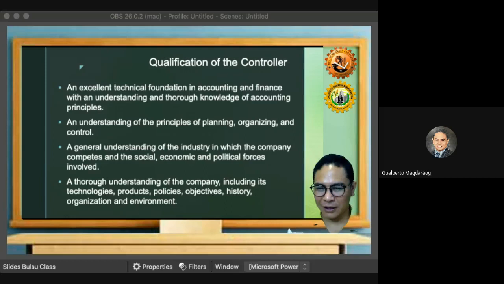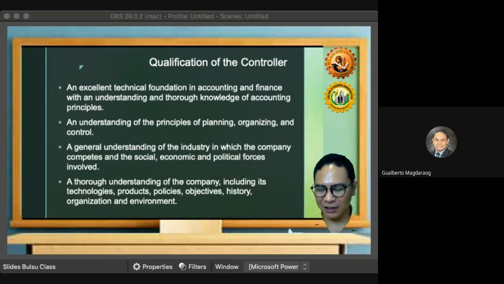Hindi lang accounting ang buhay. Marami pang pwede nga maging. Gusto mo mag-artista ka, pwede naman. Okay? So, paano maging controller? Ito yung mga hinahanap nila.